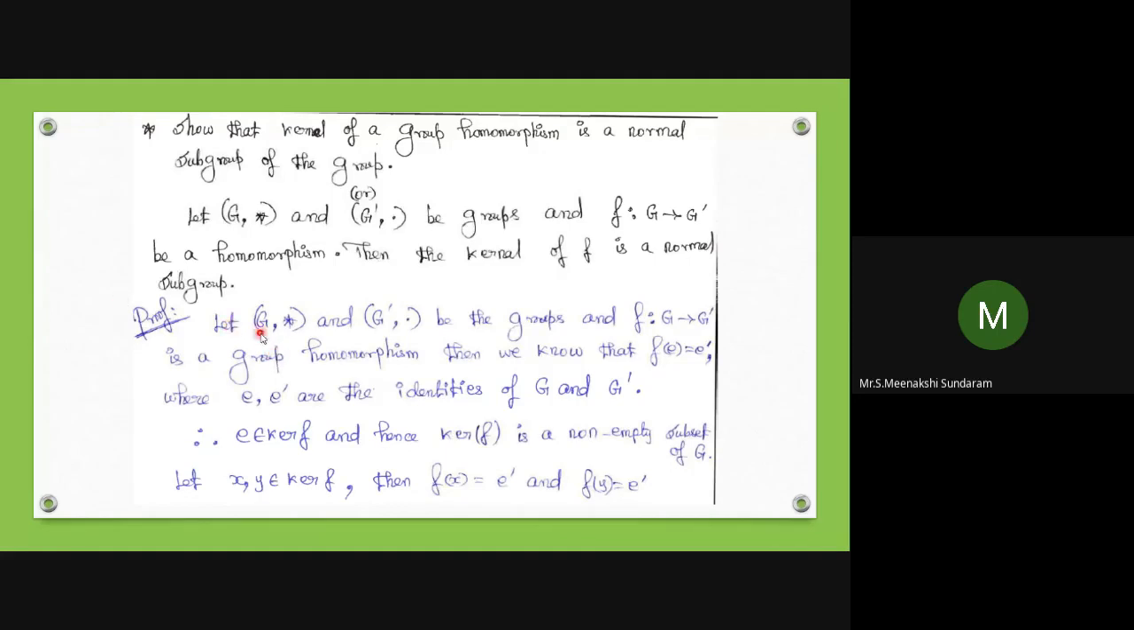Let G comma star and G dash comma dot be groups and f is a mapping from G to G dash, a group homomorphism. Homomorphism means take a function f of the product of two elements using the binary operation in the first set. It should be equal to the function of the separate elements, with the operation being dot product. It is a group homomorphism. Then we know that f of e equals e dash, where e comma e dash are the identities of G and G dash.